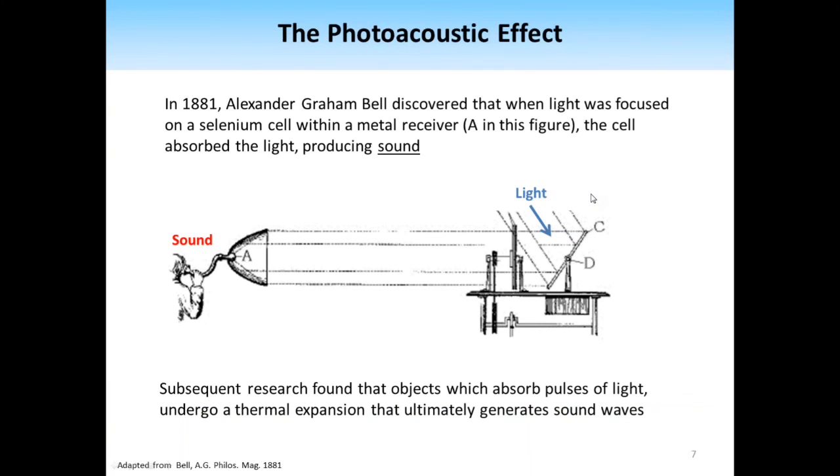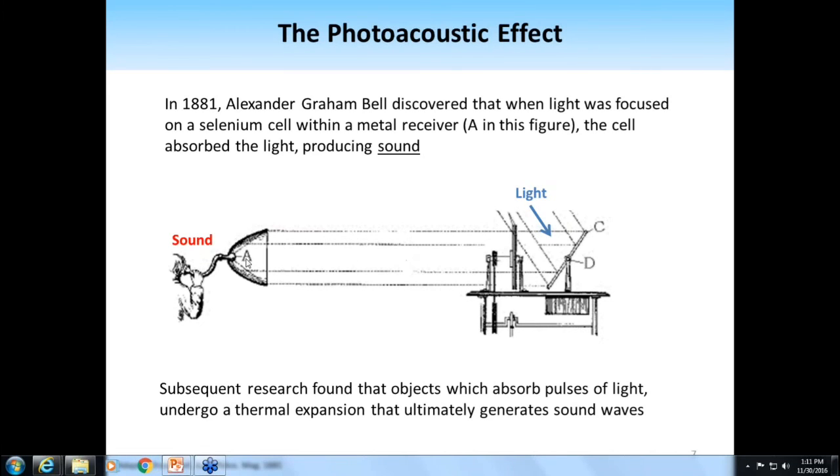Photoacoustic imaging is based on the photoacoustic effect, which was first described by Alexander Graham Bell in 1881. What he did is he focused light into a metal receiver, and inside this metal receiver there's a selenium cell. What he observed is that when he focused light onto this receiver and cell, it produced sound in a very basic sense. And subsequent research, essentially over the 1900s, found that when objects absorb light, they undergo a thermal expansion which produces sound waves.